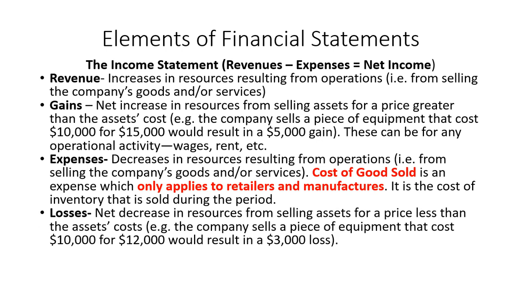Okay, losses are exactly the opposite of gains. This usually happens if they're non-operating, generally speaking, and this happens when a company sells assets for a price less than the assets cost. So if a company sells a piece of equipment that costs $10,000 for $12,000, they would have, that should be a $2,000 loss. I changed examples, but obviously that would be a $2,000 loss, not a $3,000 loss.